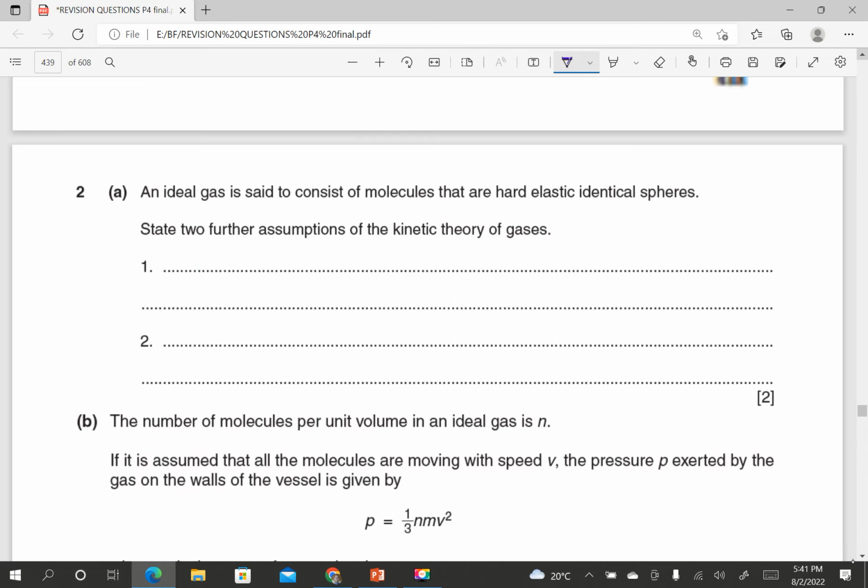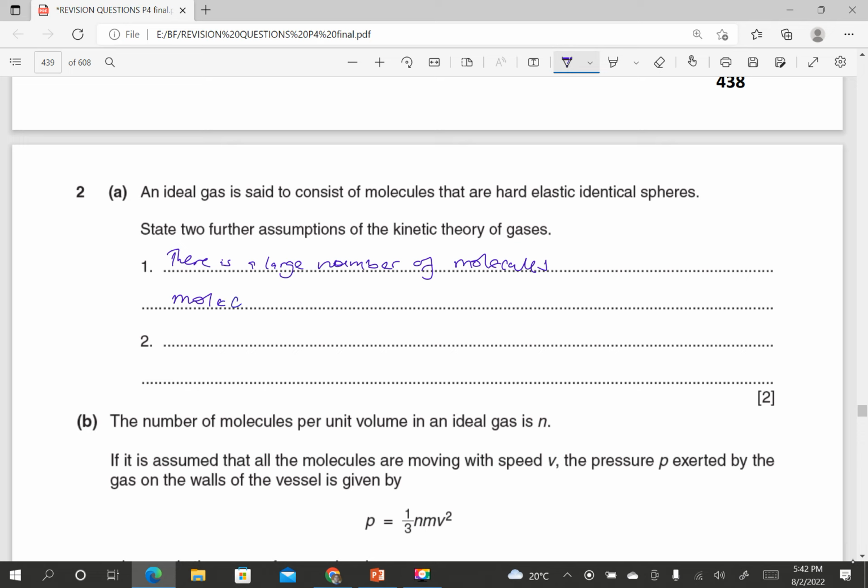State, an ideal gas is said to consist of molecules that are hard, elastic, identical spheres. State two further assumptions. There are so many, this time I will only state very few. Number one, there is a large number of molecules. We always assume a large number of molecules, so an average behavior is always considered. We also assume that the molecules are in continuous random motion.